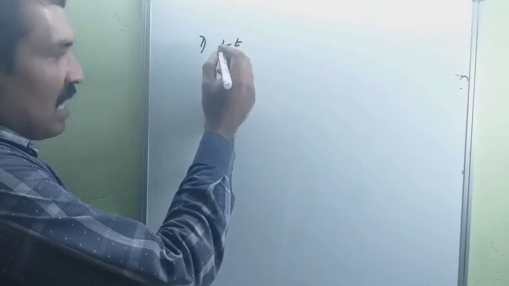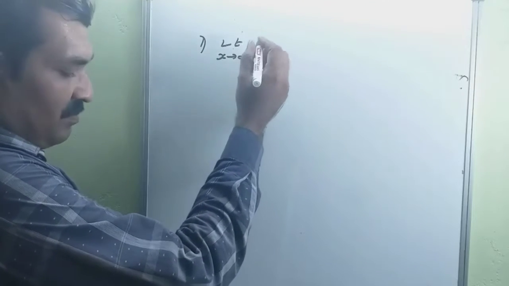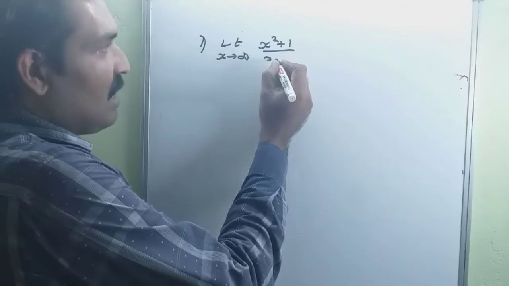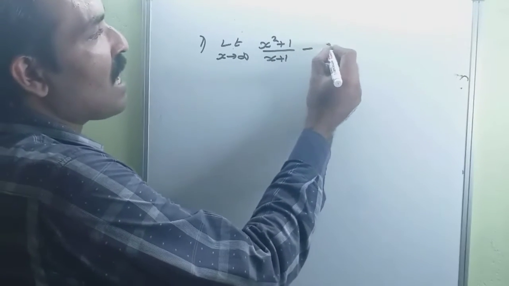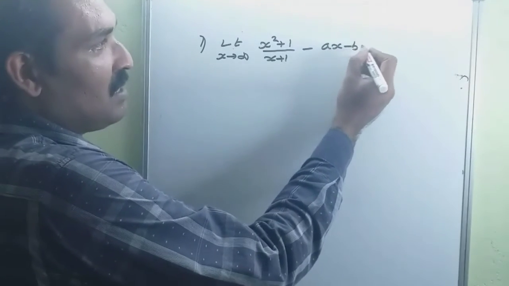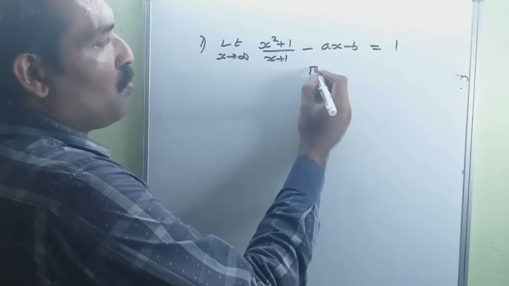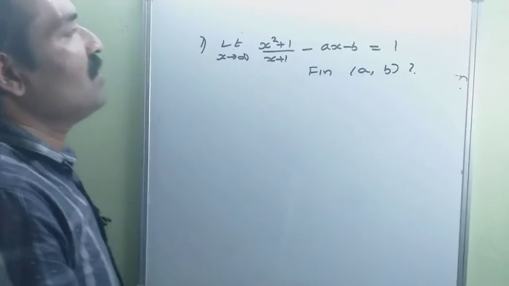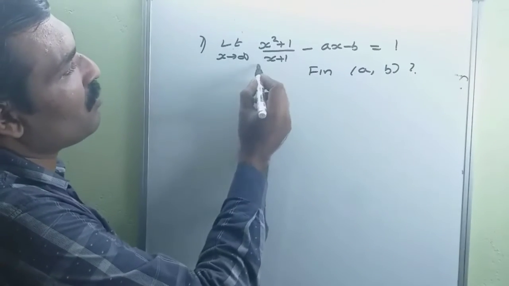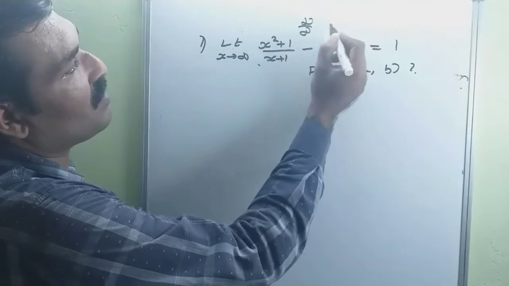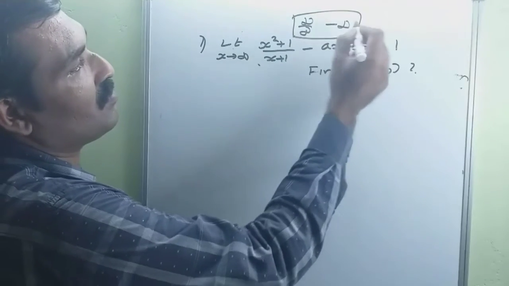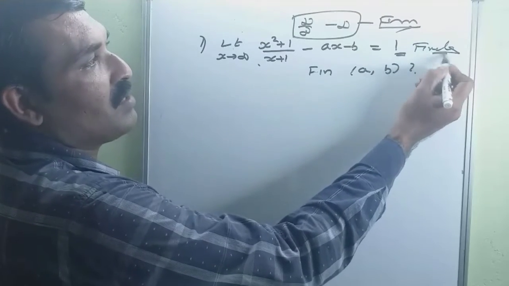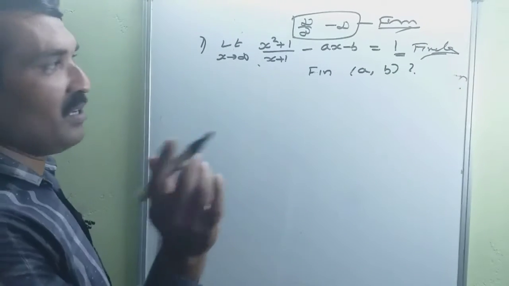Limit x tends to infinity x square plus 1 divided by x plus 1 minus ax minus b, that is equal to 1. Find a and b, this is the question. So if you are directly applying the limit, what is the form? This form is infinity by infinity minus infinity form. But the answer is finite. Right. This is not infinity.